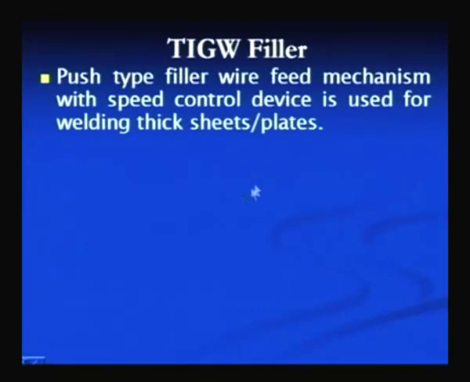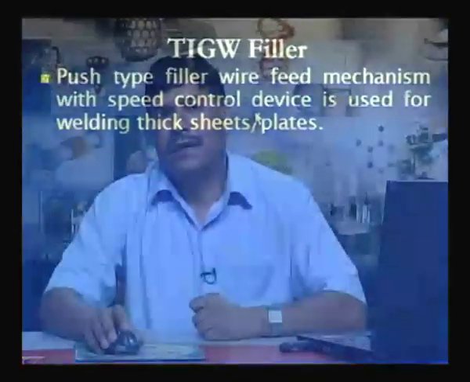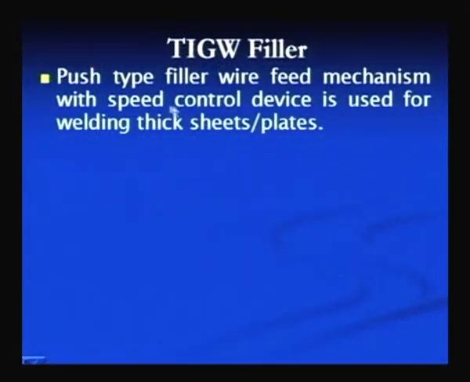And for automatic feeding of the filler metal in welding of the thick sheets, automatic feeders can be used, which will help to feed the filler wire at a constant speed. And normally, since the diameter of the filler wire is small, push type filler wire feeding mechanisms are used, which may have better control over the speed to feed the filler wire as per needs. And this is particularly used when thick sheets or plates are to be welded.